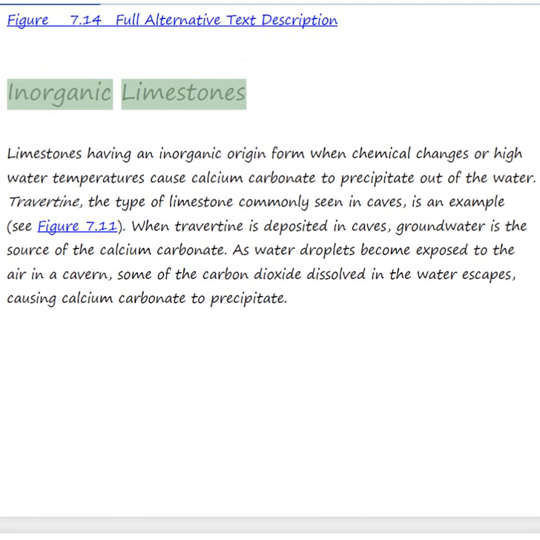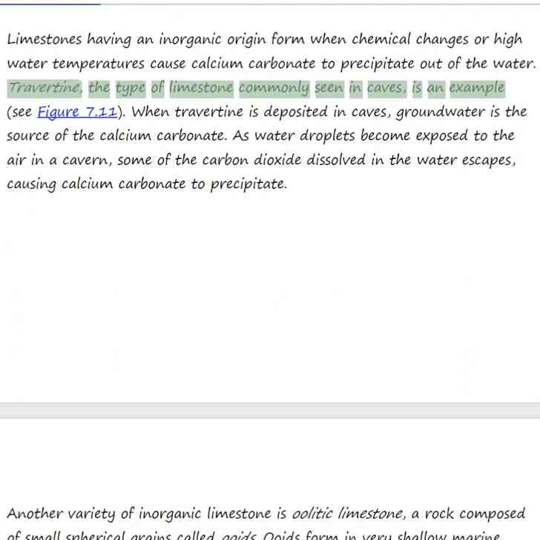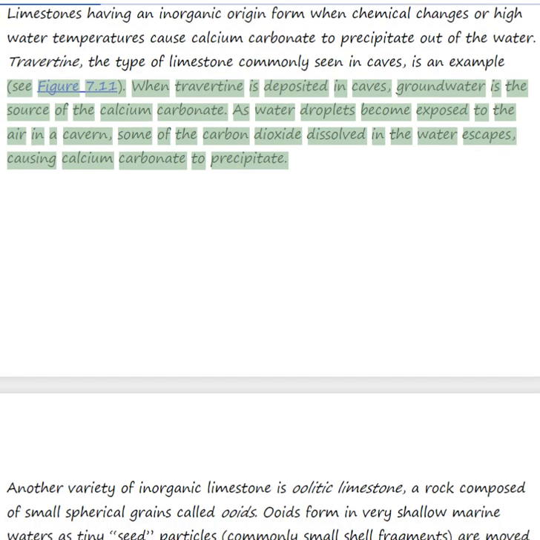Inorganic limestones. Limestones having an inorganic origin form when chemical changes or high water temperatures cause calcium carbonate to precipitate out of the water. Travertine, the type of limestone commonly seen in caves, is an example. When travertine is deposited in caves, groundwater is the source of the calcium carbonate.